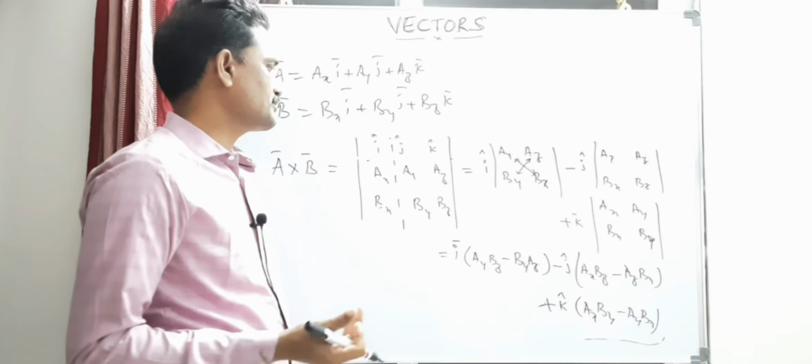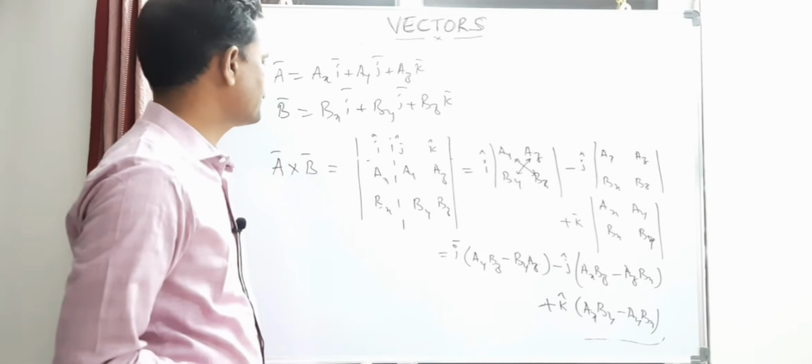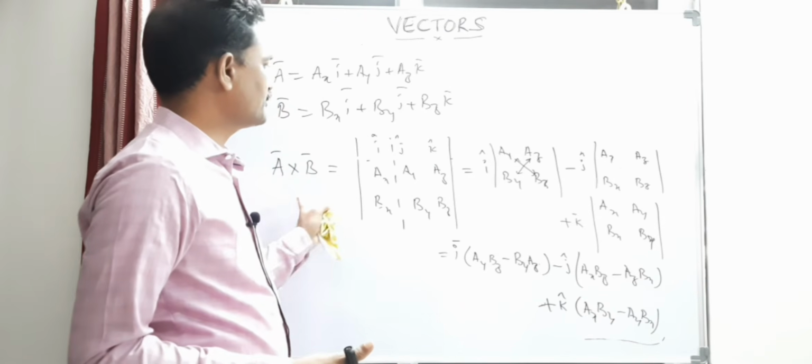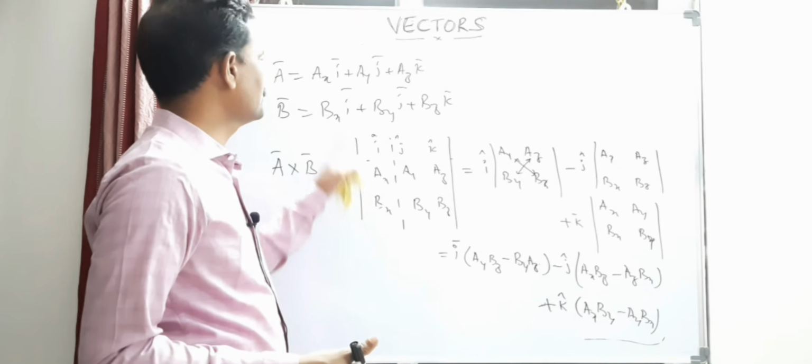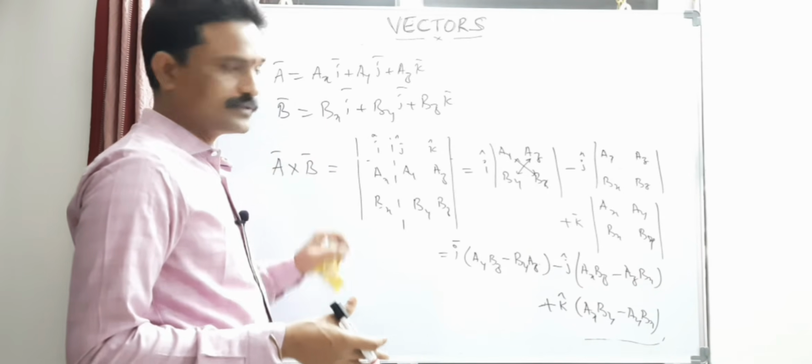In the recent exam, there was a question. If I have time, I'll do that problem also. So this is the way of doing the cross product between two position vectors. Generally, all vectors are position vectors. You have to do like this.